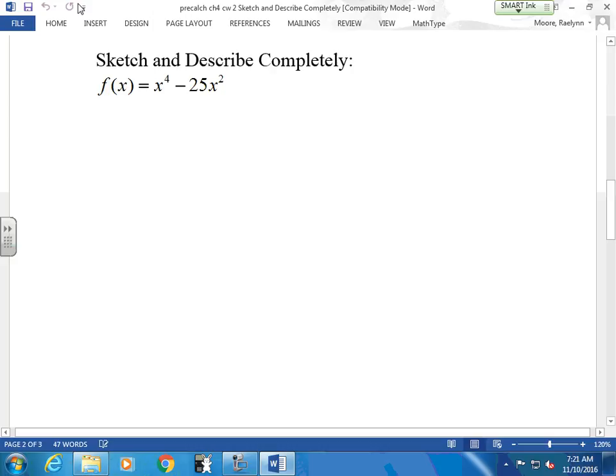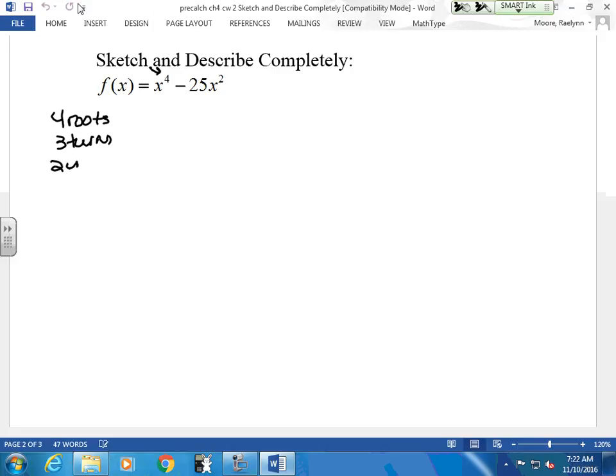So when you start describing, how many roots do you expect? 4 roots. What tells you 4? The highest exponent. 4 roots. How many turns? 3 turns. How many inflection points? Okay. Where do the ends behave? Up. Left up, right up.